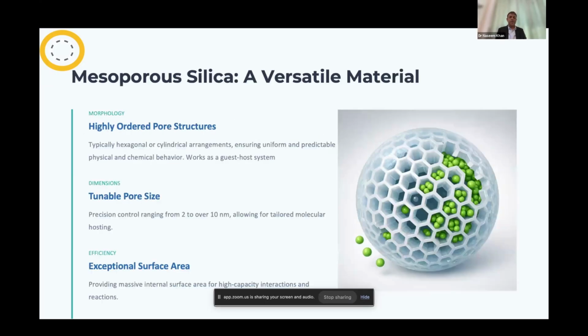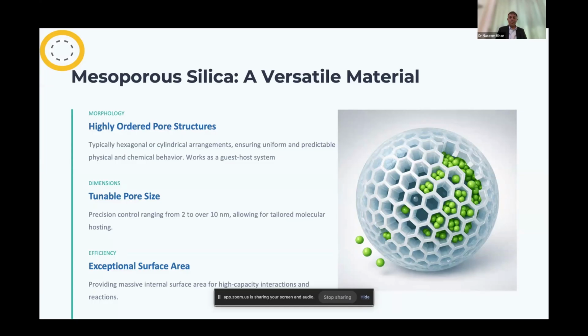Here, mesoporous silica is a versatile material. In the morphology, you can see a structure that looks like a golf ball, having a lot of pores in it. When we talk about silica, silica is generally used for moisture protection, and most formulators use silicon dioxide to protect their formulations from water content and moisture, to have better stability.